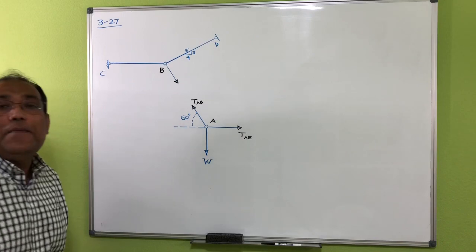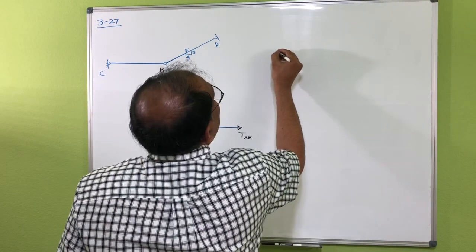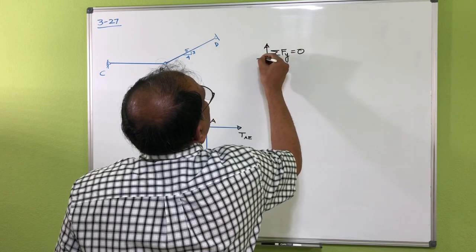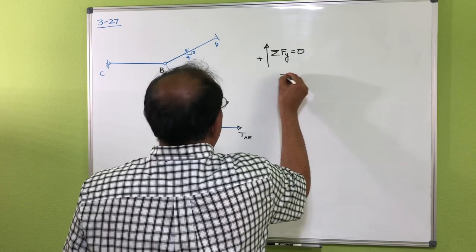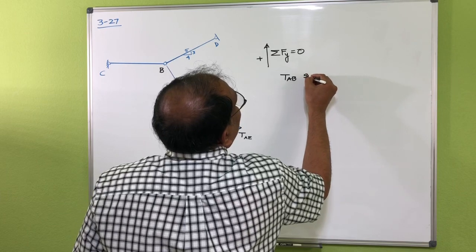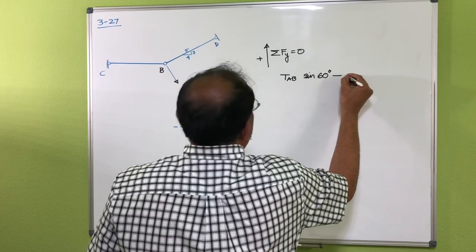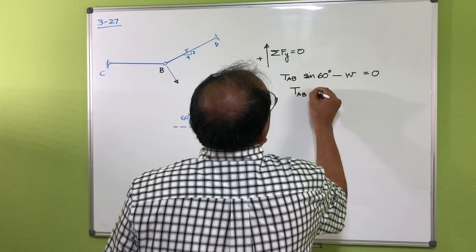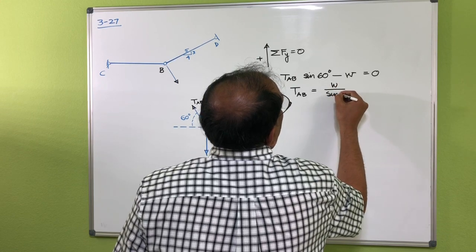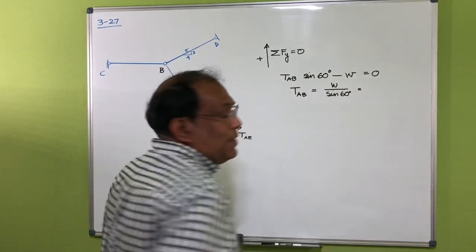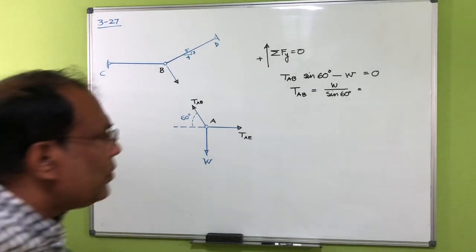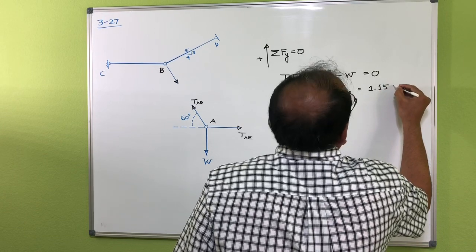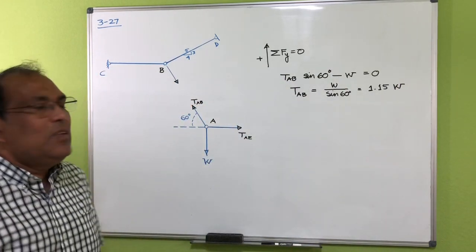Once I get the TAB, I'll just plug that one here because this is the same rope, and then find out these two here. Okay, so for this one, let me start with, let's say, summation of Fy equal to 0. So you can see TAB sine 60 minus W equal to 0. So TAB is basically W by sine 60, that's basically 1.15 W. So I'm just trying to keep everything in terms of W.